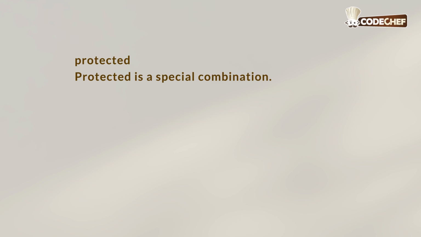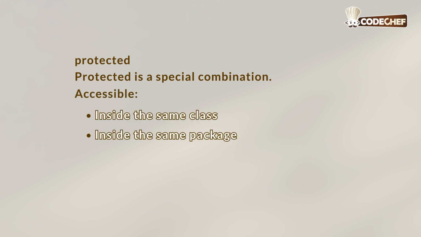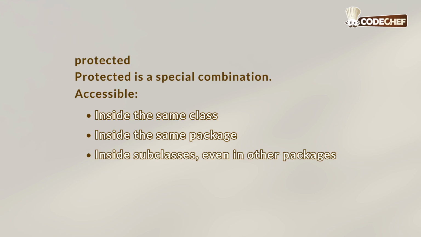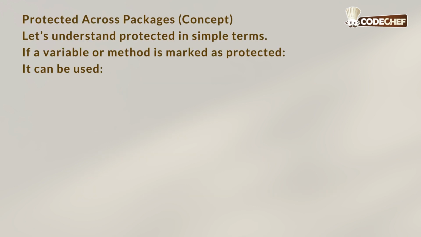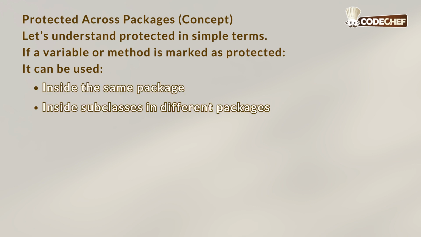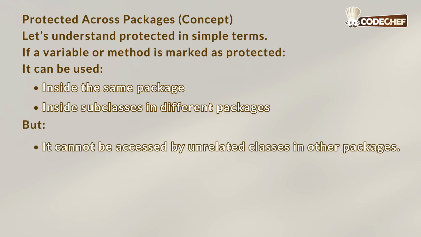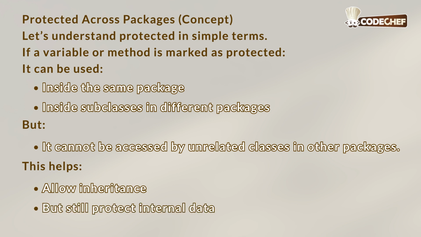Protected. Protected is a special combination. It is accessible inside the same class, inside the same package, and inside subclasses, even in other packages. In short, protected is equal to package access plus inheritance access. Let's understand protected in simple terms. So if a variable or method is marked as protected, it can be used inside the same package and inside subclasses in different packages. But it cannot be accessed by unrelated classes in other packages. This helps allow inheritance but still protects internal data.